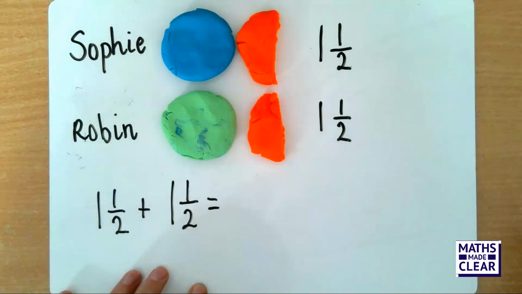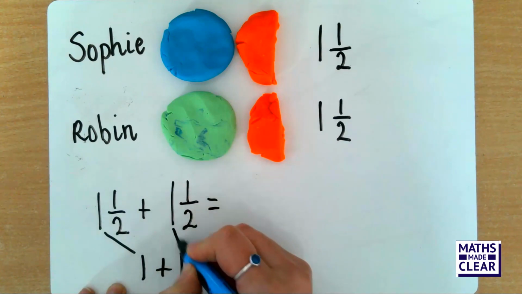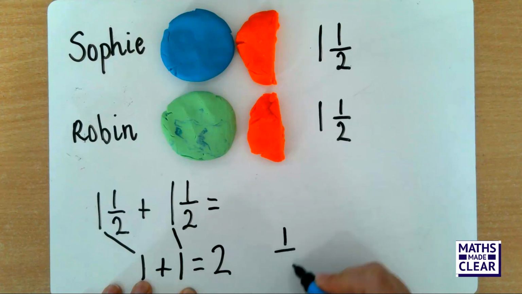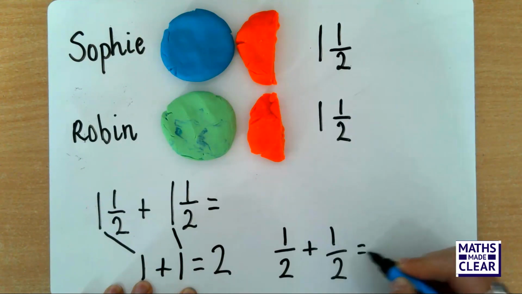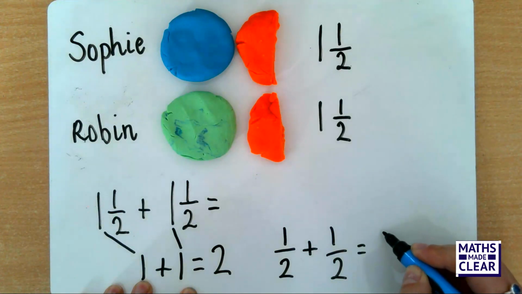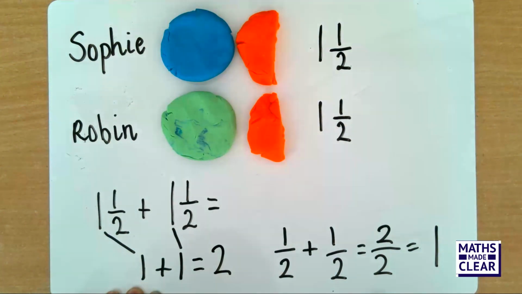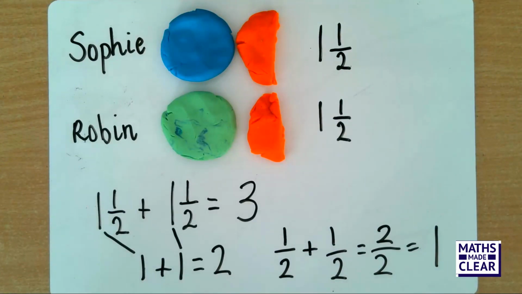Well, they each have 1 whole, so we can split that. 1 plus 1 equals 2. They also have 1/2 more. 1/2 plus 1/2 equals 2 halves, and 2 halves equal a whole. So now 1.5 pizzas plus 1.5 pizzas equals 3 pizzas.